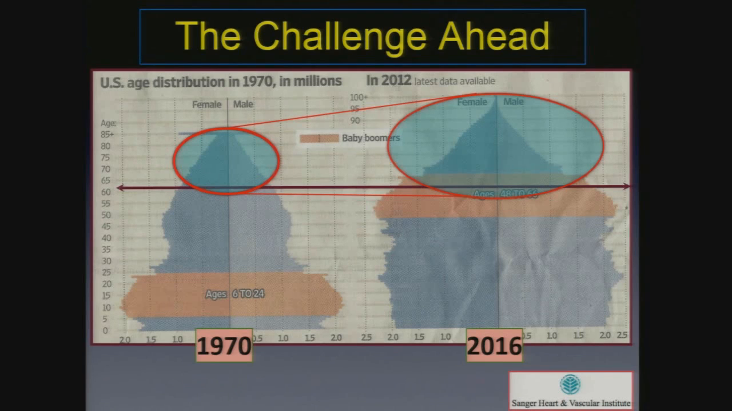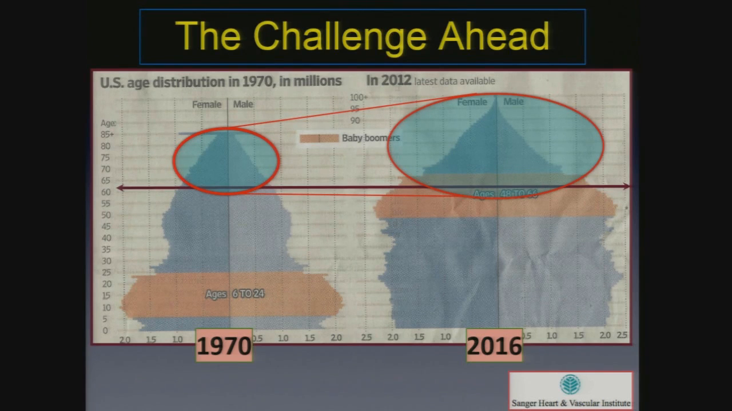This is a graphic from the Wall Street Journal from 2 years ago. And if you just look at 1970, look at the circle, this was the population then of those of Medicare age. And in the orange down below are the baby boomers who at that point in time were just 24 years old. Now look what's happened over the last 45, 46 years. Look at the size of the circle above the line, and more importantly, look what's coming behind.